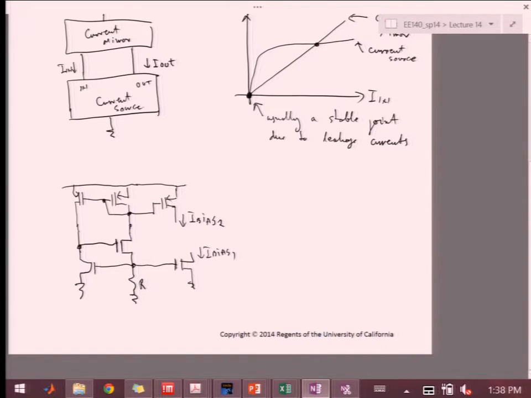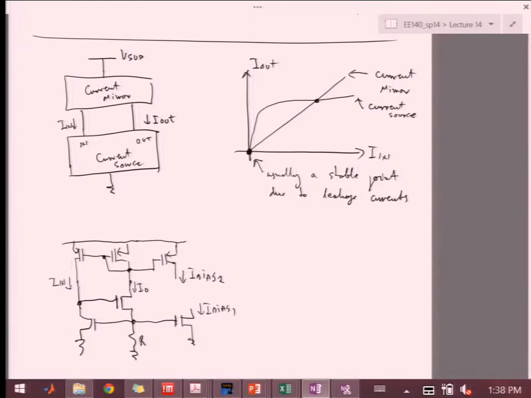Because the same current is being reflected in both. Okay, now notice what we did here. This was our I.O. This is I.in. I.in on this diode gets converted into a voltage. So that voltage is the square root of the current, right? And then that voltage, which is a square root of the current, gets mapped on R and generates I.O., right? That's why this curve looks like this.